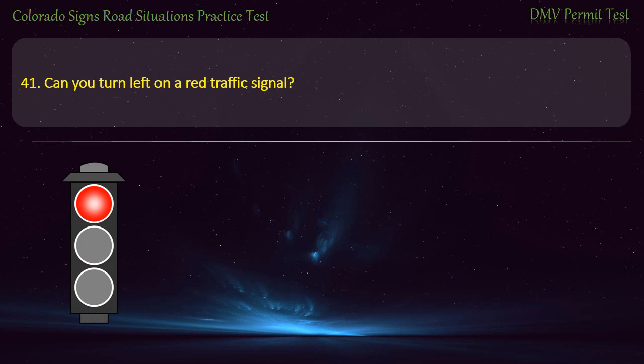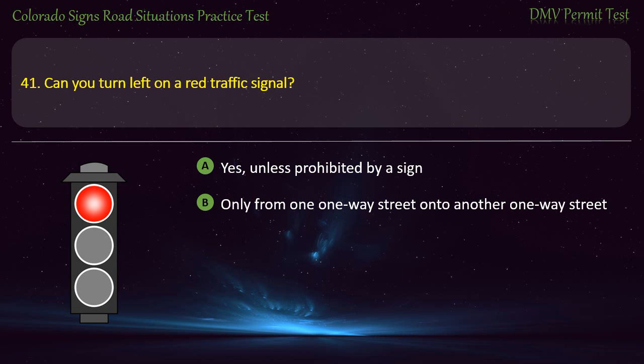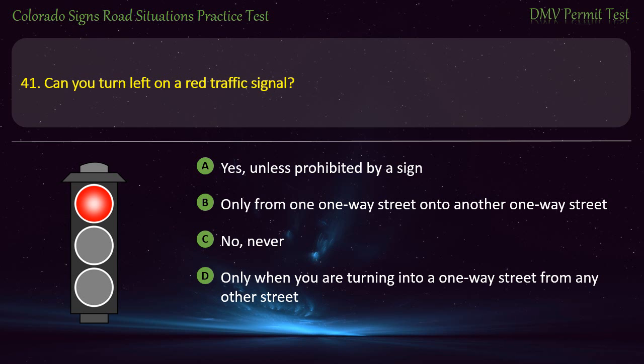Question 41. Can you turn left on a red traffic signal? Yes, unless prohibited by a sign. Only from one one-way street onto another one-way street. No, never. Only when you are turning into a one-way street from any other street. Answer. Only from one one-way street onto another one-way street.